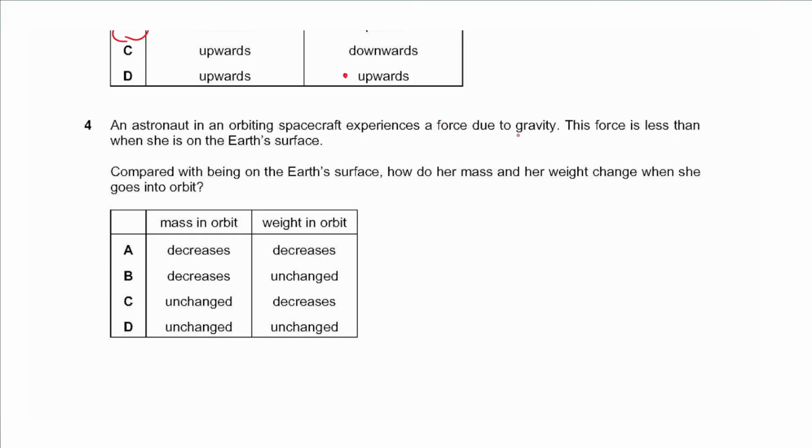Question 4 says an astronaut in an orbiting spacecraft experiences a force due to gravity. This force is less than when she is on Earth's surface. Compared with being on Earth's surface, how do her mass and her weight change when she goes into orbit? So the mass does not change and the weight decreases since gravity decreases going away from the surface of the Earth. So weight decreases. So the answer here is C.